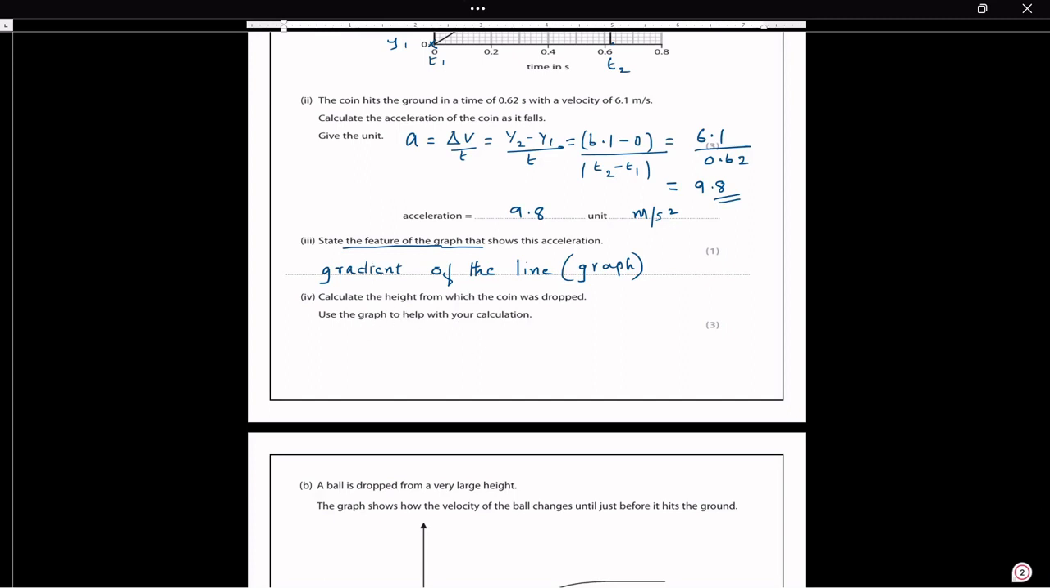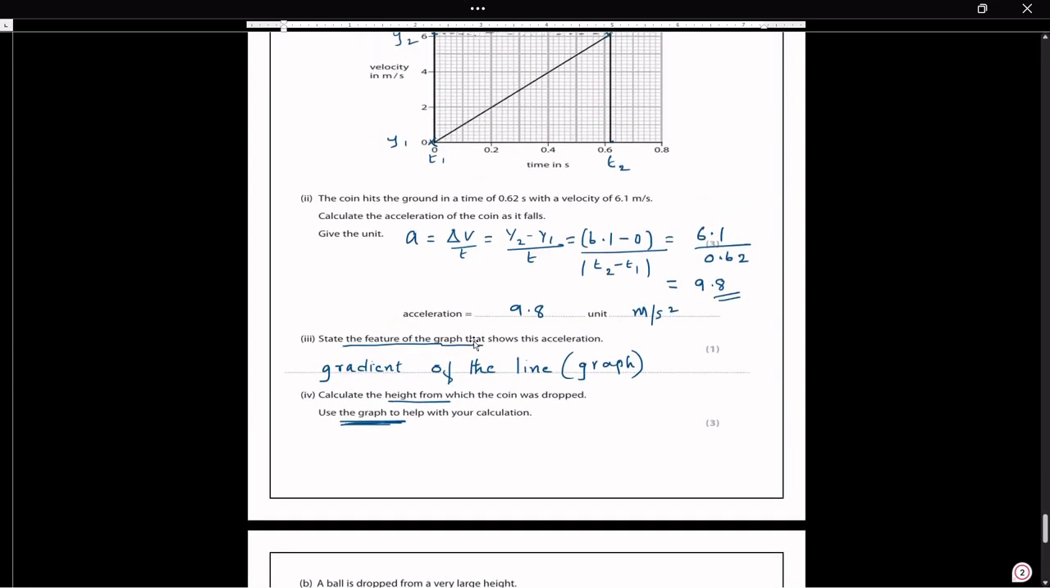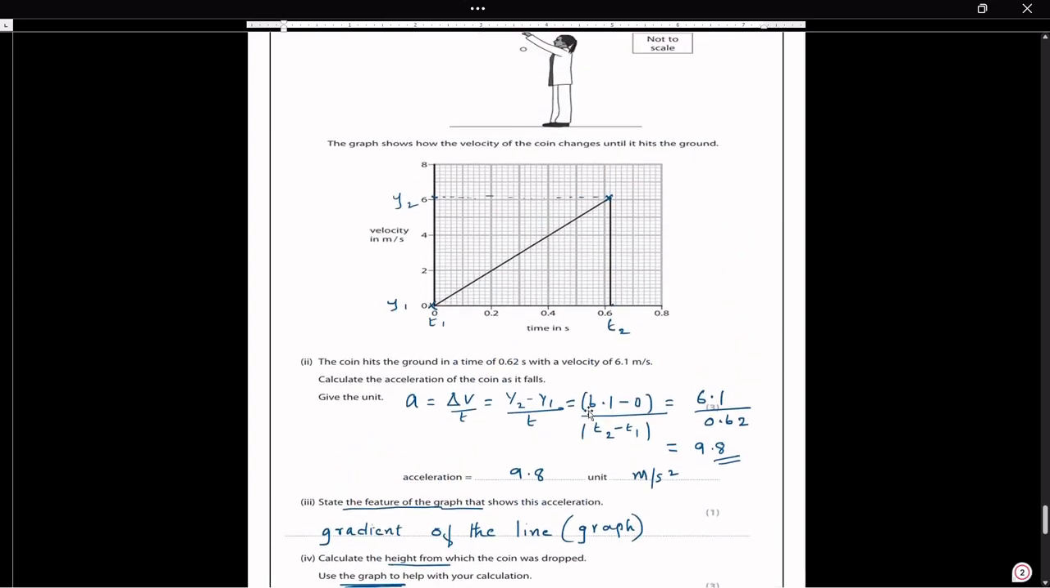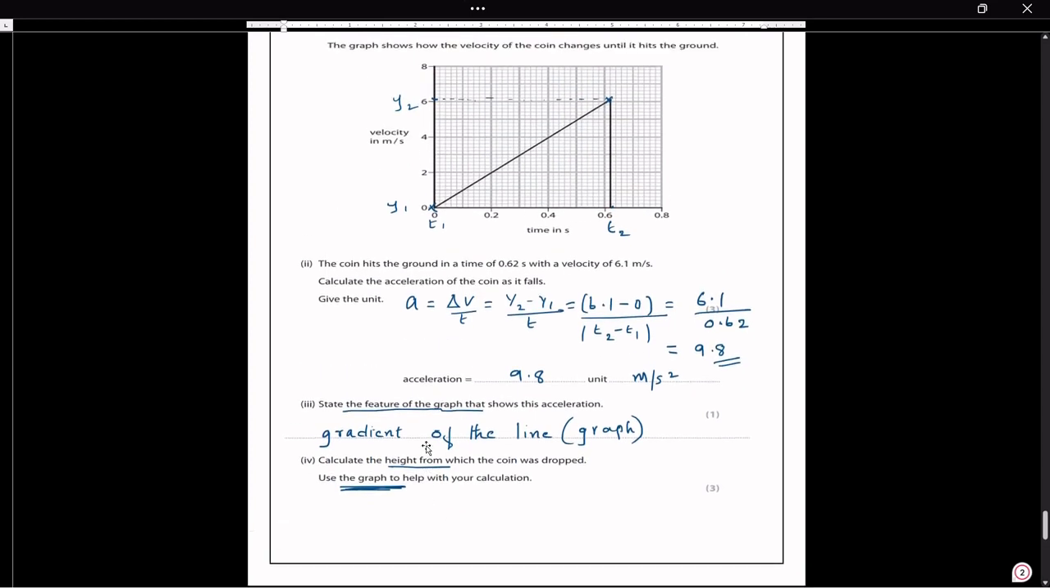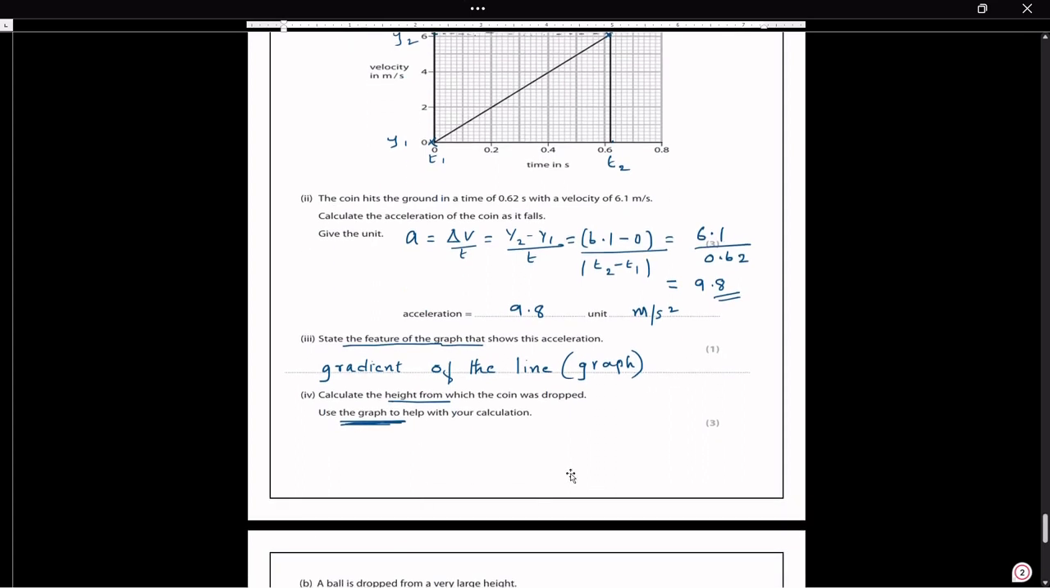Calculate the height from which the coin was dropped. But they are telling you to use the graph. That means using the graph you have to calculate. Usually to calculate the height or distance we use a Suvat equation. Here you can take the values from the graph, so you can use a Suvat equation but take the values from the graph.